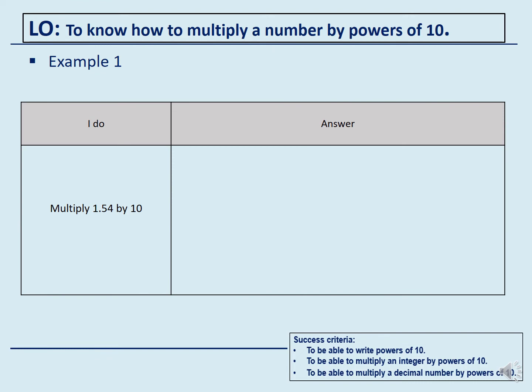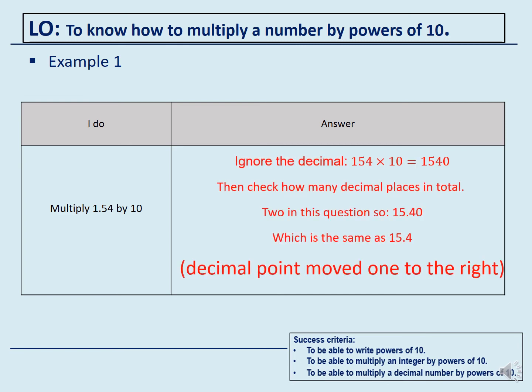Now that we know how to times an integer by power of 10, let's see what happens if I times a decimal number by power of 10. In here I have 1.54 and I'm timesing by 10. To times a decimal number, these are the rules that we need to follow. First of all, we need to ignore the decimal. So if I ignore the decimal, instead of 1.54, I have 154.